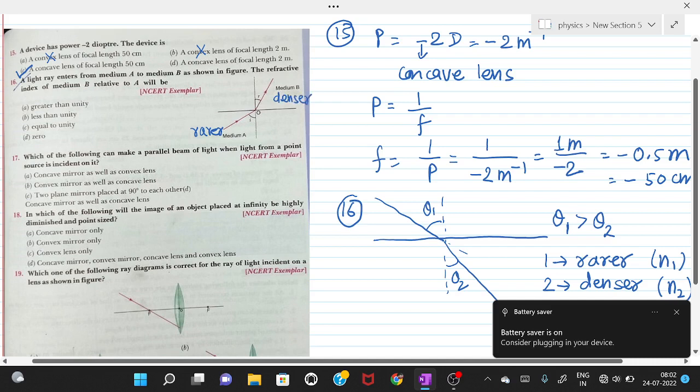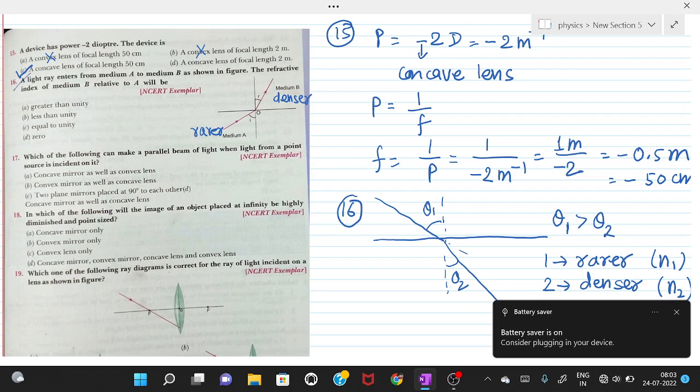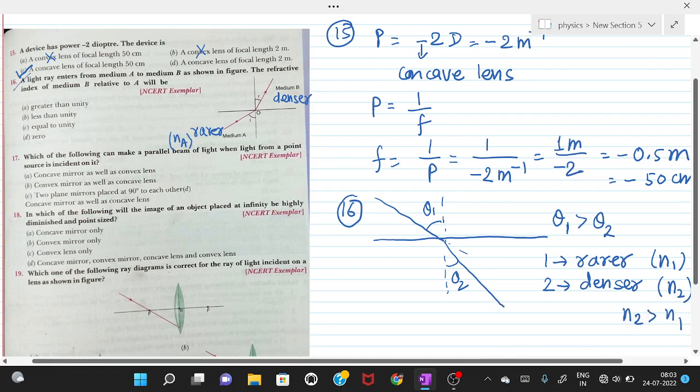And for a rarer medium, we know that we have less refractive index. So suppose the refractive index of medium A is Na, and for medium B the refractive index is Nb. So B is denser, so Nb will be greater than Na, because B is denser. So the refractive index of medium B relative to A will be, which option will be correct?